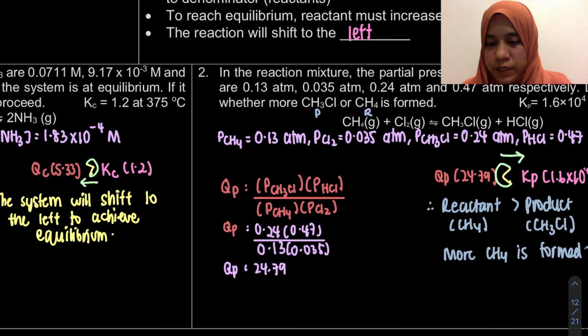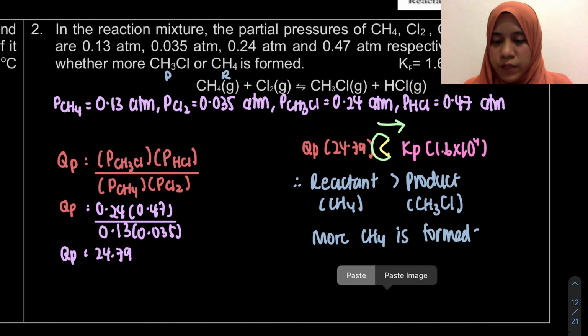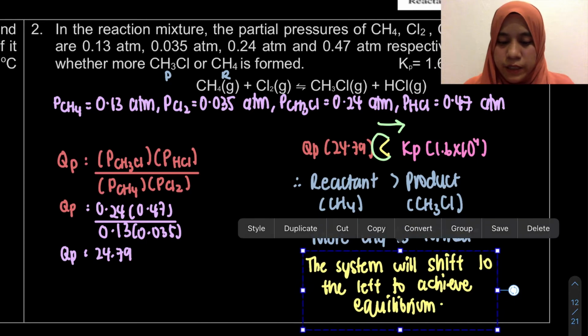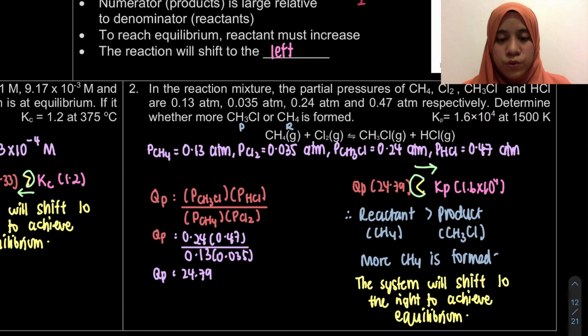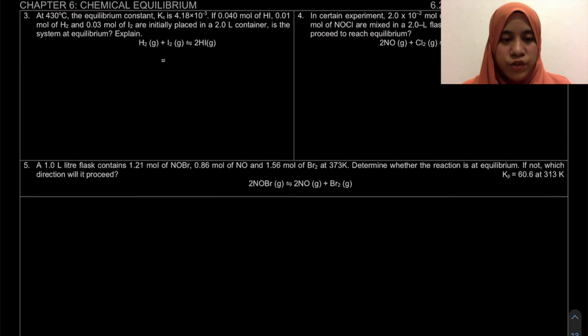But in this case it's not shifting to the left. If there is a question that has extra, it will shift to the right to achieve equilibrium. So that is for question number 2. Okay, number 3 and 4, I believe you could try yourself.